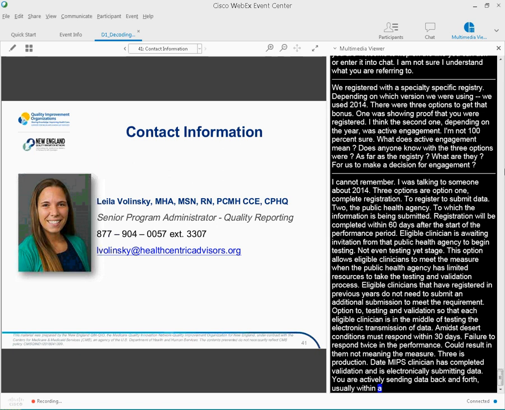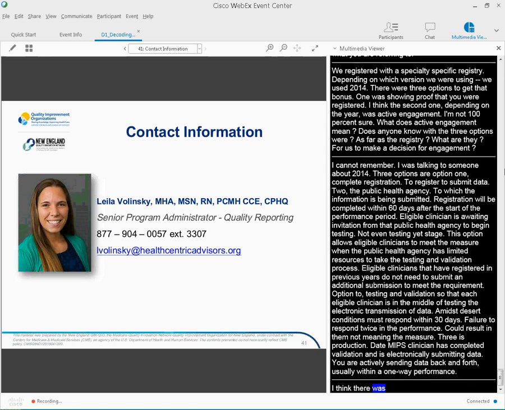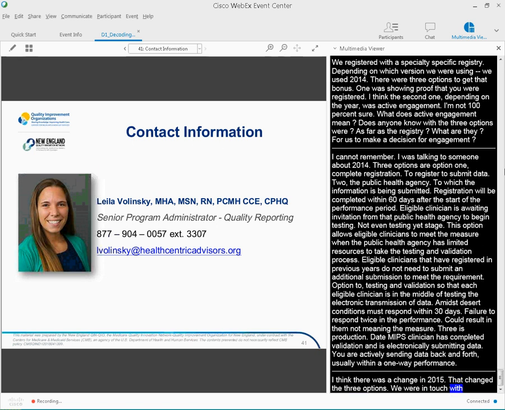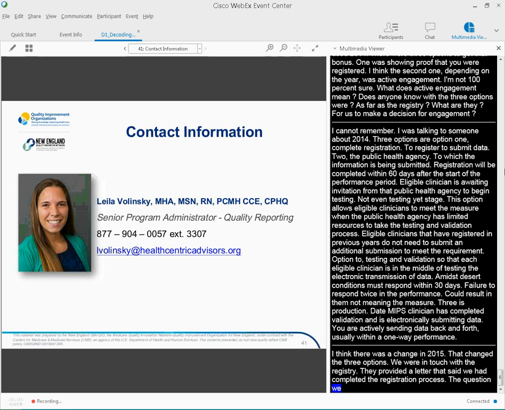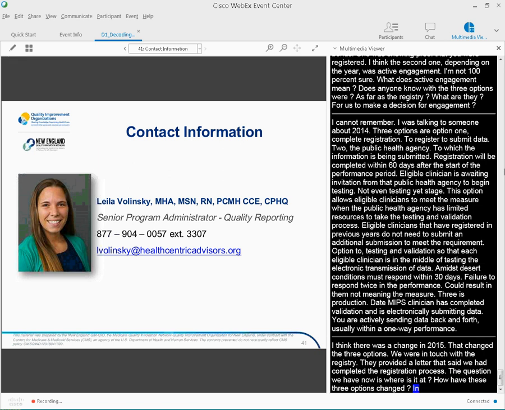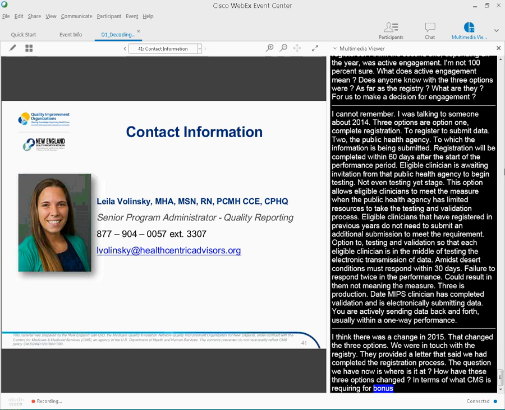It does, but I think there was a change in 2015 that also changed these three options, because we were in touch with the registry and they provided us for our book of evidence just a letter that says that we have completed the registration process. The question we have now is, where is it at? How have these three options changed, in terms of what CMS is requiring to get the bonus point? If all we've done is completed the registration and we haven't actually tested or sent anything, then what?